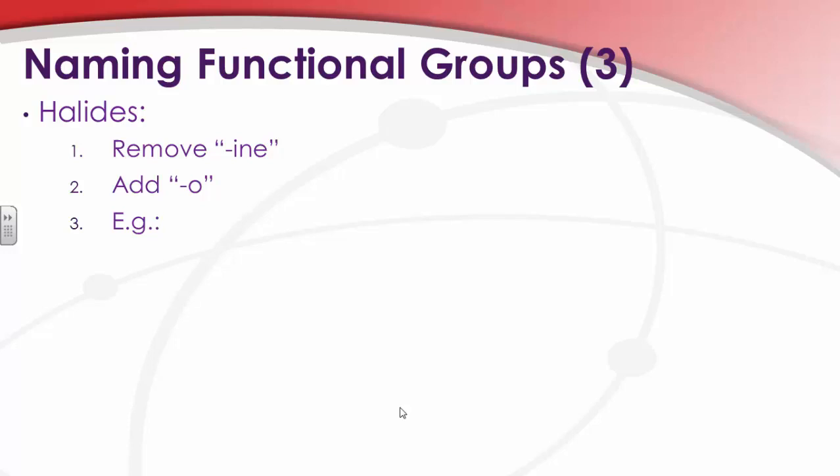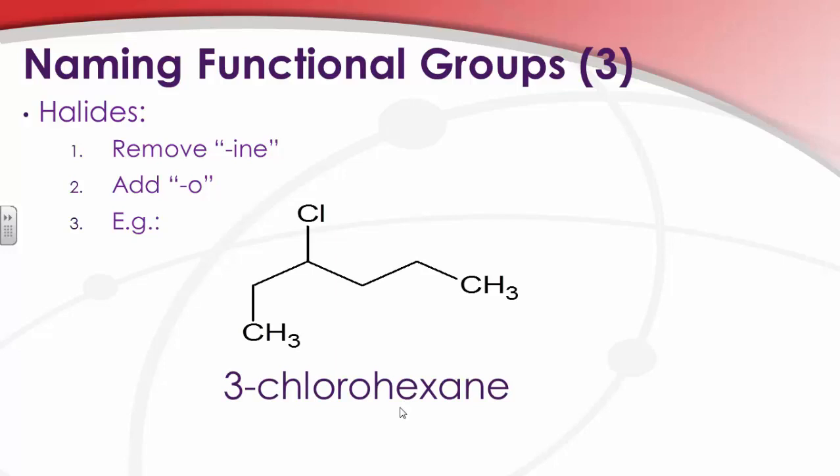Now, of course, we can attach other things. So if you're attaching a halogen, you can remove the -ine from something like chlorine and add an O. And then you can have something like this. 1, 2, 3, 4, 5, 6. So this is hexane, but on the 3rd carbon, we have chloro attached. 3-chloroheptane. Sorry, hexane.